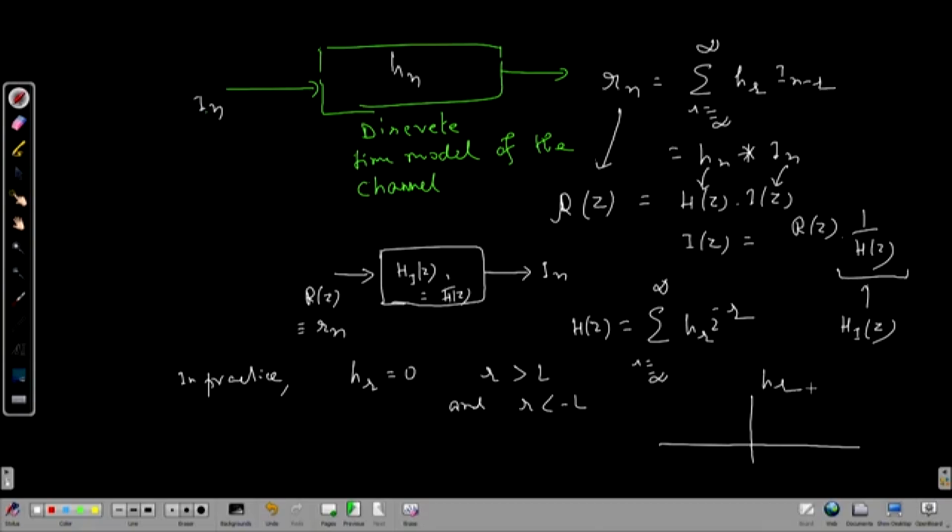Hr could be something like this, some value here, some here, some here, some here, and so on, up to L its value is decreasing, and here also. My drawing is not correct, maybe I redraw it. It will be a decaying function, right? So, I should show that in my diagram.